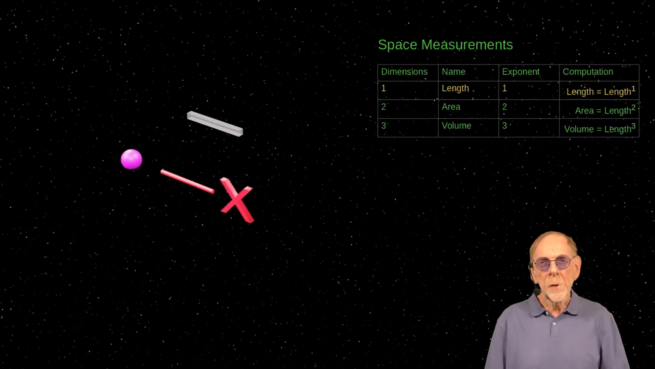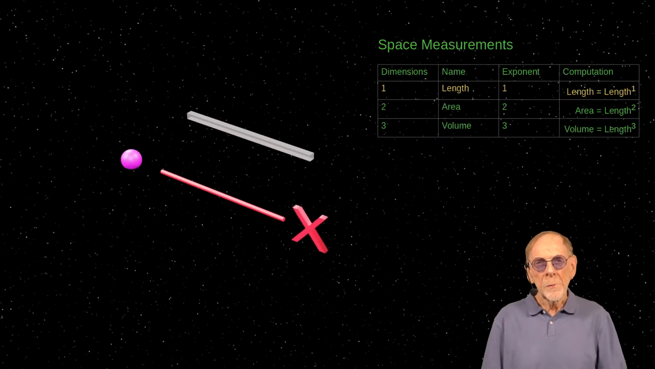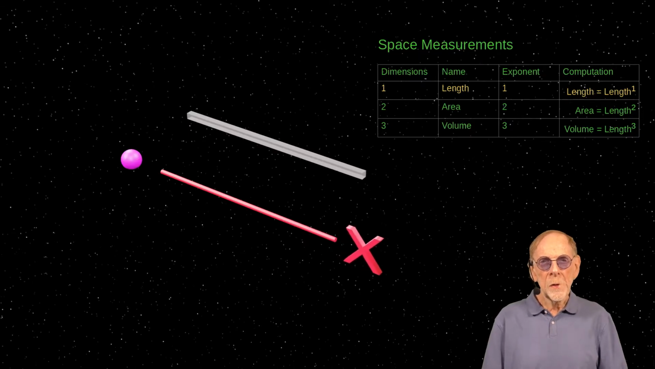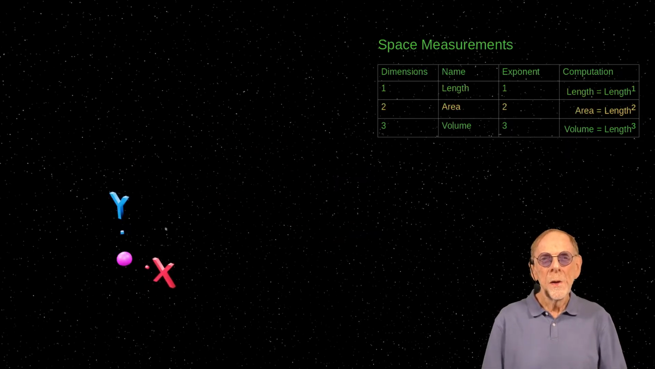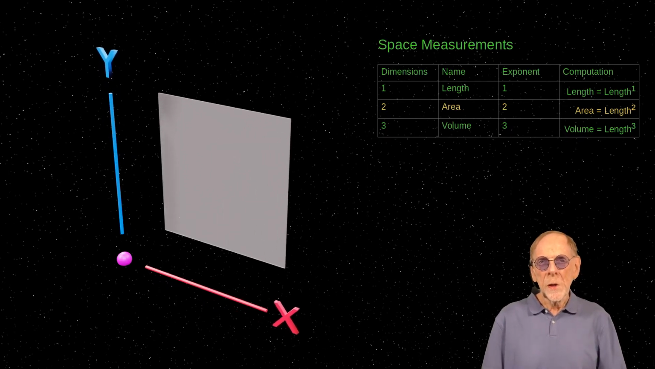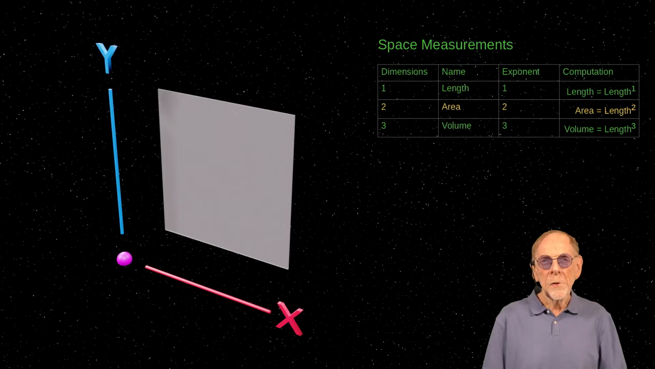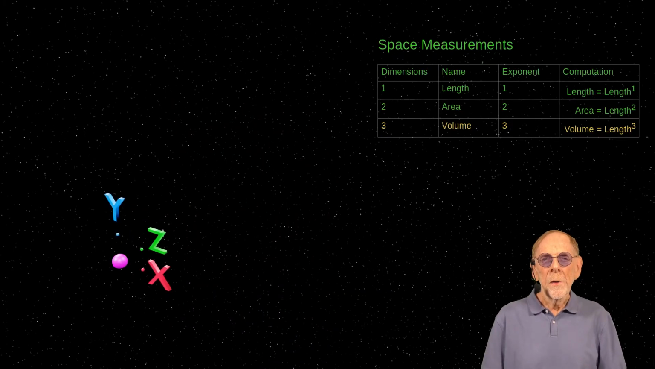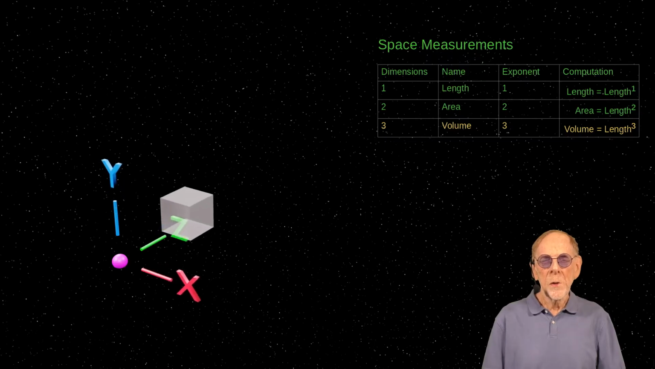For one dimension, the result is called length. The exponent is 1, so the result increases directly as the measured quantity. This is the tautological case, bear with me. For two dimensions, the result is called area. The exponent is 2, so if we uniformly increase all dimensions, area increases as the square of the length of any single dimension. For three dimensions, the result is called volume.